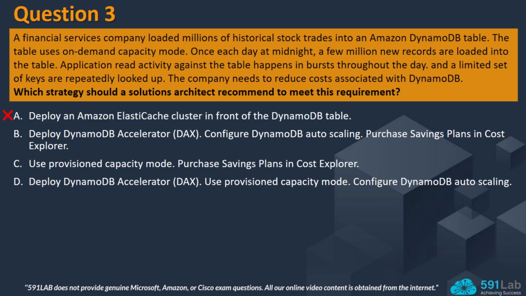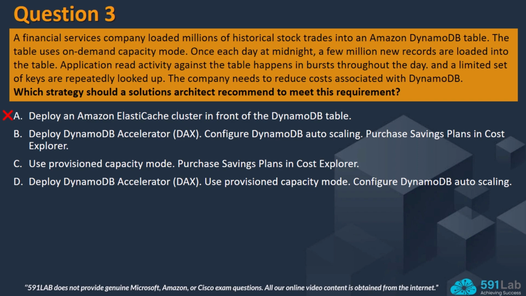This can potentially reduce DynamoDB cost by lowering the number of read capacity units consumed. Additionally, configuring DynamoDB Autoscaling ensures that the provisioned capacity adjusts based on demand, optimizing cost further. Purchasing Savings Plan in Cost Explorer can provide additional cost savings.